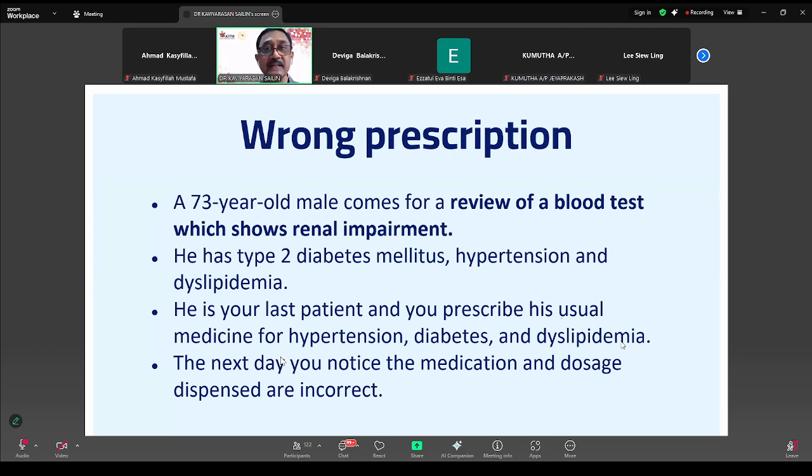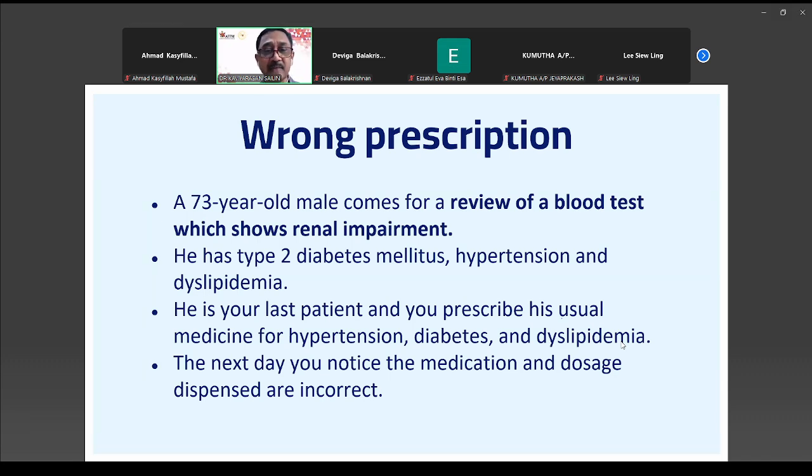So you all had a session on it. Okay, I'll just go very fast about this patient. A 73-year-old man comes for a review of blood tests which show renal impairment. He has type 2 diabetes mellitus, hypertension, and dyslipidemia. It's your last patient and you prescribe his usual medicine for hypertension, diabetes, and dyslipidemia. The next day, you notice the medication dosages dispensed are incorrect because you were in a hurry. What would you do?